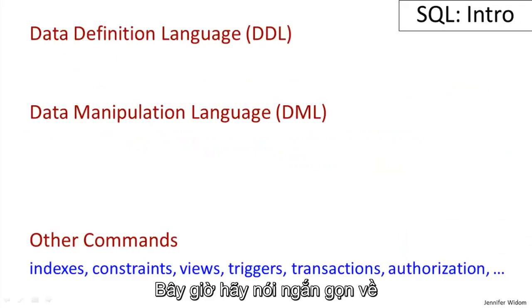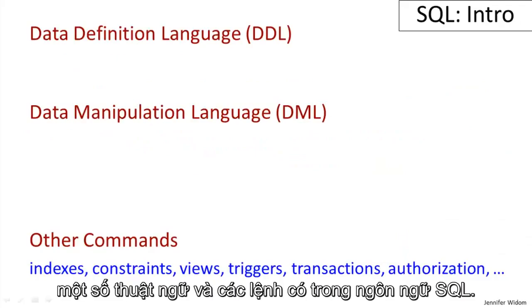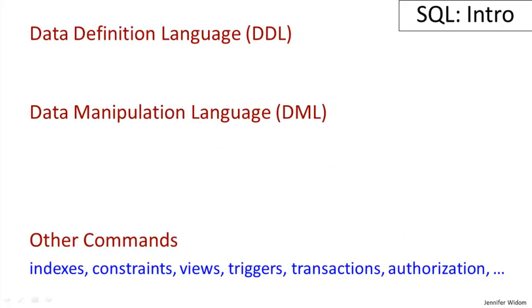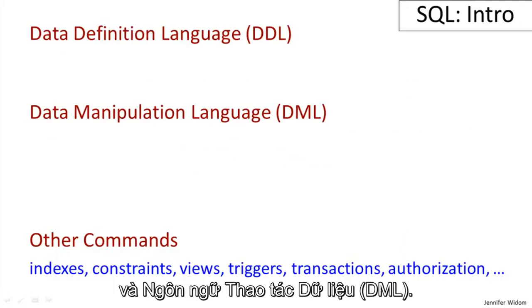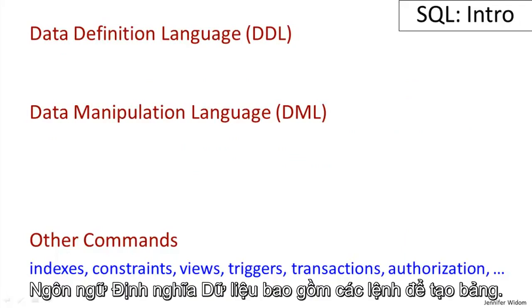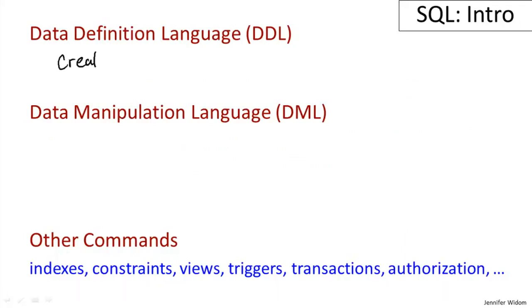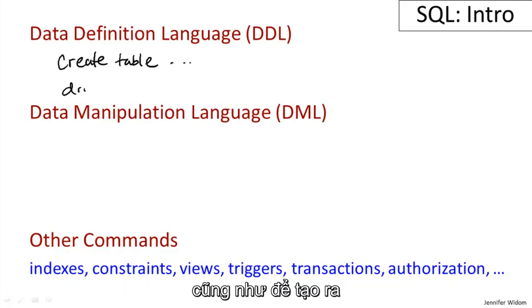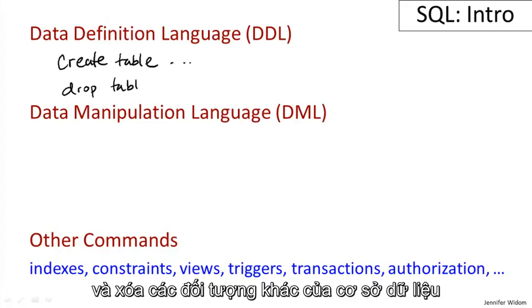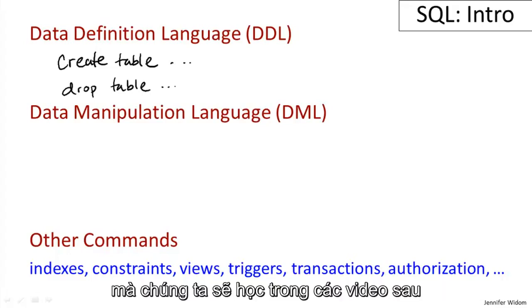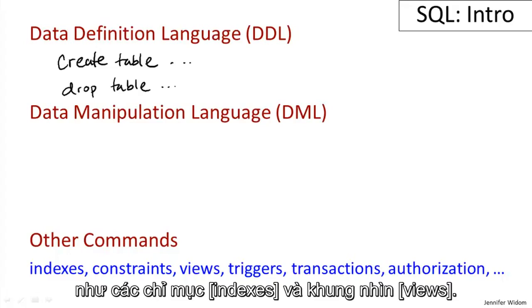Now let's talk briefly about some terminology and the commands that are in the SQL language. There are two parts to the language, the data definition language, or DDL, and the data manipulation language, or DML. The data definition language includes commands to create a table. We saw that in a previous video. It also includes commands to drop table and to create and drop other aspects of databases that we'll be learning about in later videos, such as indexes and views.